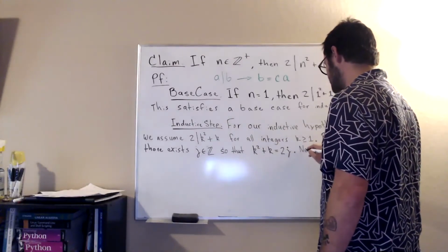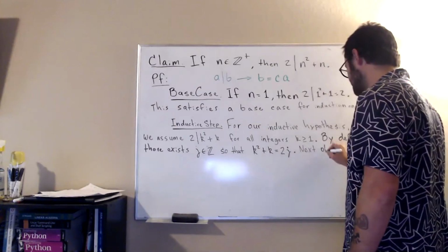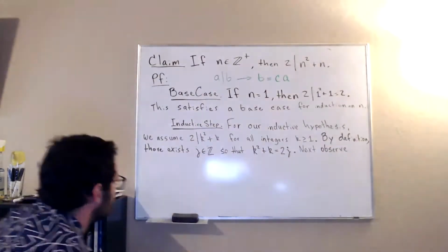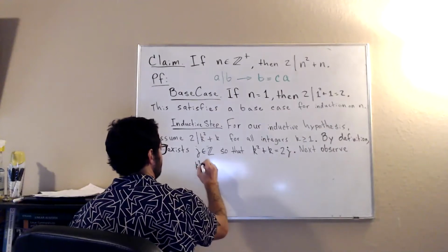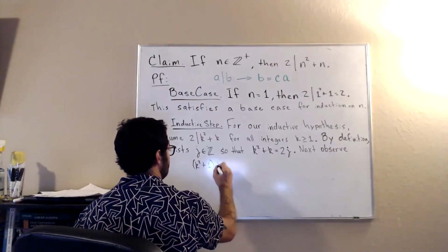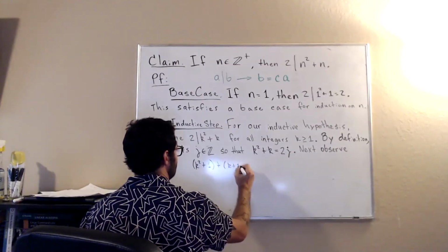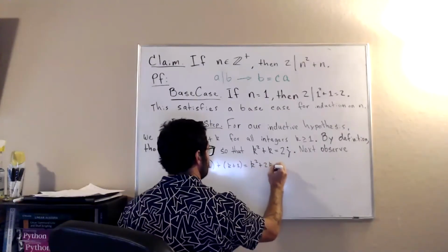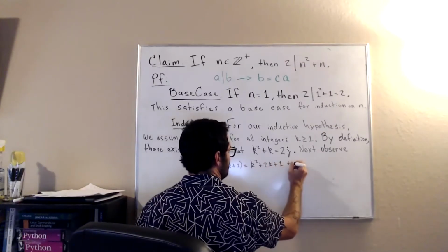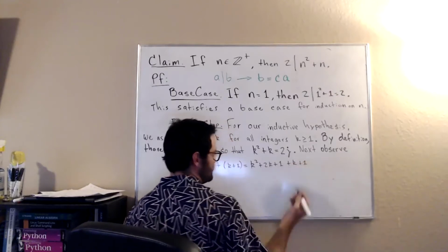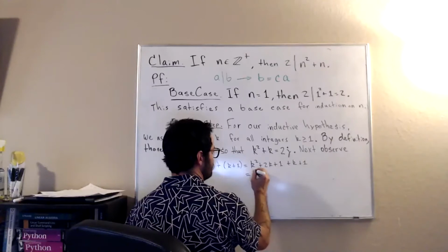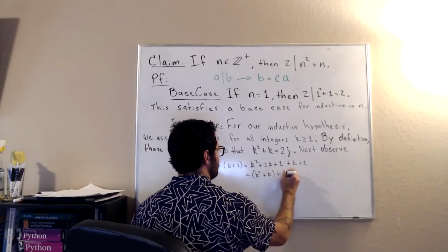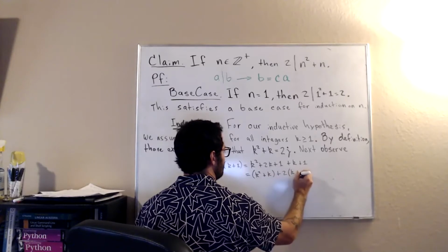So next, observe that k squared plus 1 plus k plus 1 is equal to k squared plus 2k plus 1 plus k plus 1. Just doing algebra right now. And this is equal to k squared plus k plus 2 times k plus 1.